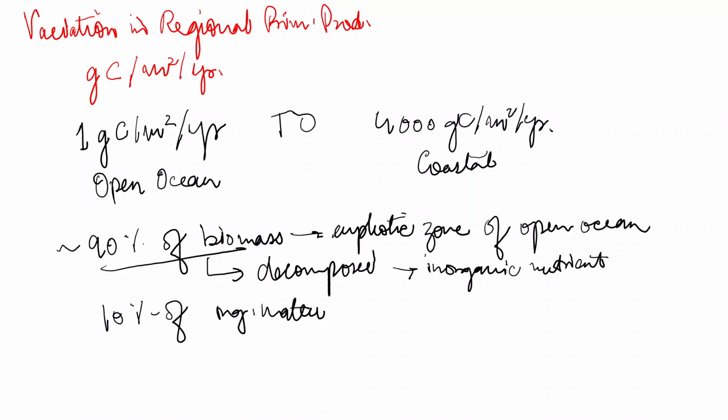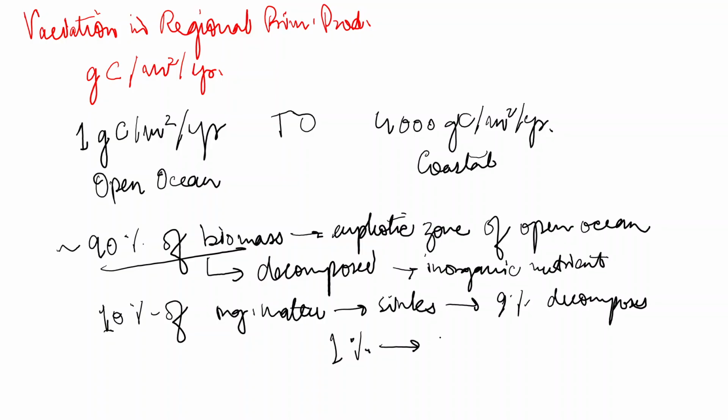So as this 10% of organic matter sinks, out of this 10%, again 9% decomposes. So what happens? How much is remaining? Only 1%. And where does this 1% go? It goes to get accumulated on the sea floor.